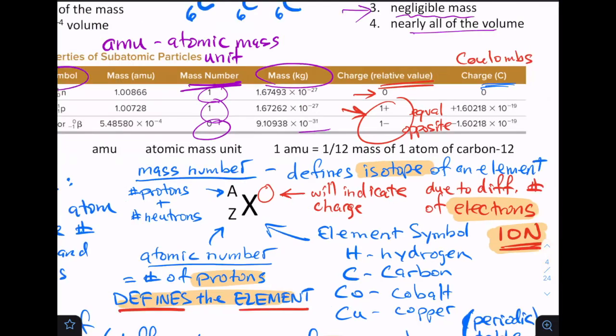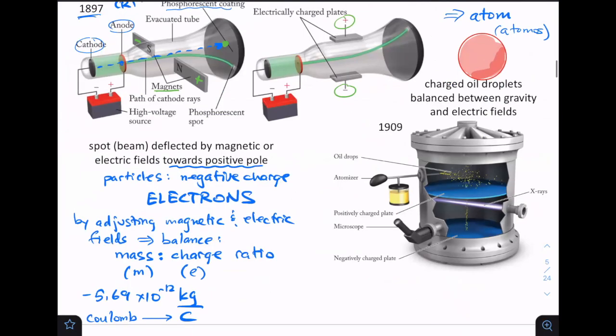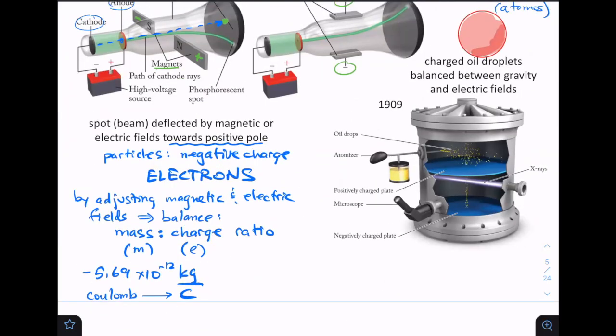But this number is even different. That's not the same number that's in the table. That's because this is the mass to charge ratio. It's not just the mass, and it's not just the charge. This is what Thomson was able to calculate, but they could not determine what the mass or the charge was separately. All they could determine was the ratio. So let's put that in here: couldn't measure mass and charge separately.